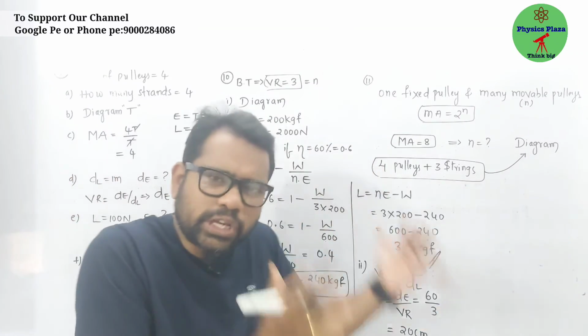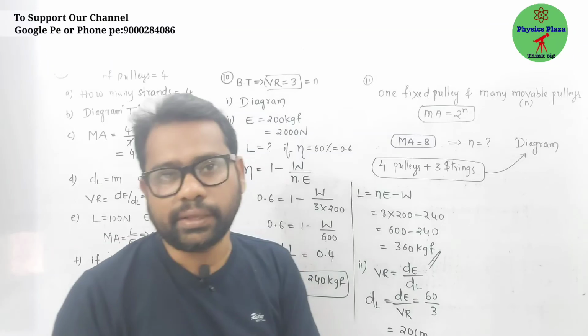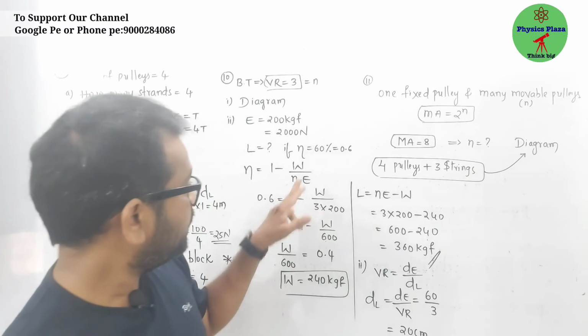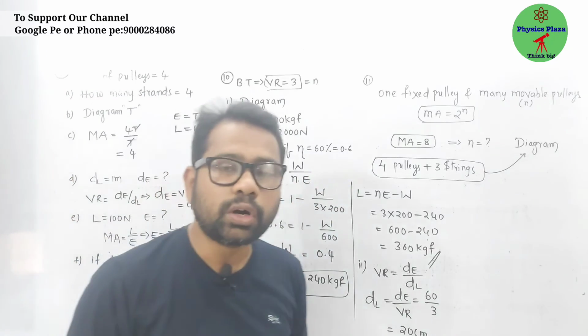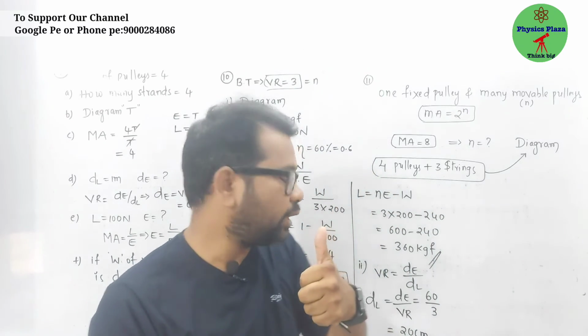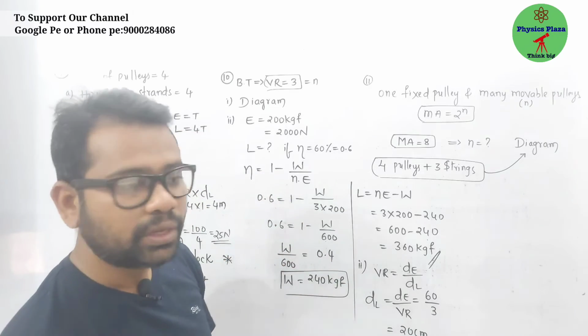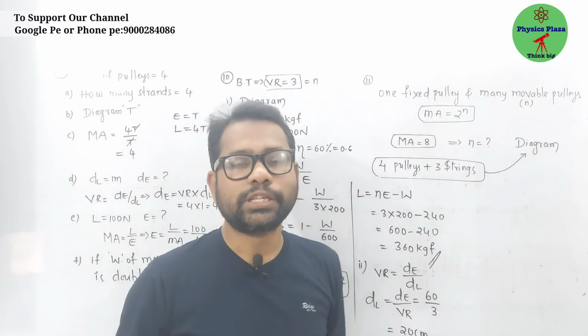Children, this is not a regular numerical. This is not a casual, it is not a simple numerical. Don't approach the direct method. Where efficiency is 60%, which means the weight of the lower block is involved. If you can calculate the weight of the lower block, then only we can calculate the load.